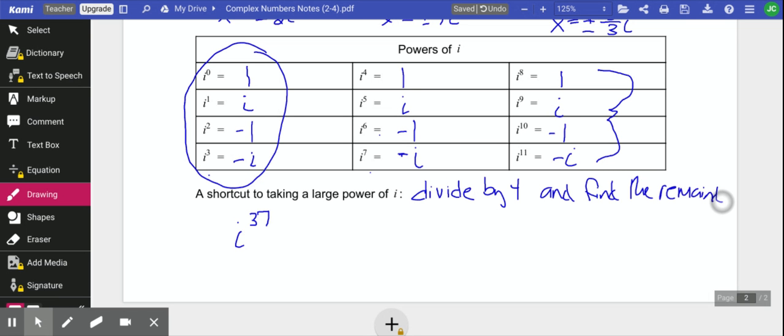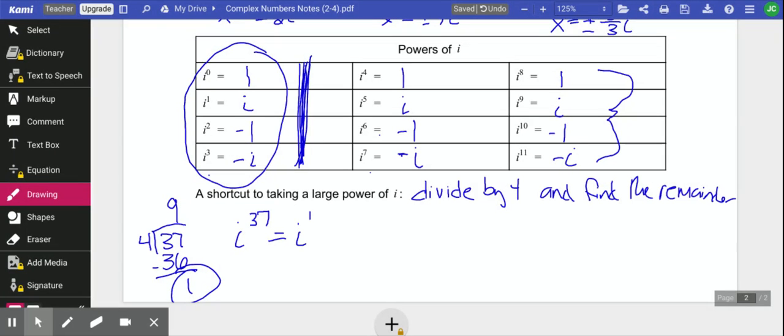Okay, so let me show you how this works. We're going to take 37 and we're going to divide it by 4. And we're actually going to do this by hand. You can do it by hand. It's no big deal. 4 goes into 37 9 times, which I don't actually care about, with a remainder of 1. Okay, so what that tells us is to get to i to the 37th, we've gone through this cycle 9 times with a remainder of 1. So i to the 37th is the same thing as i to the 1st, which is just plain old i.